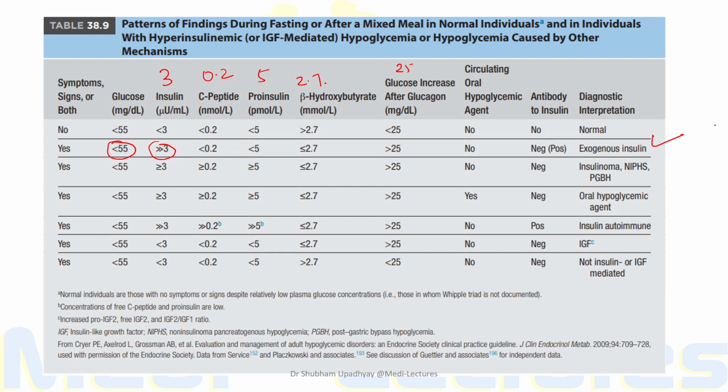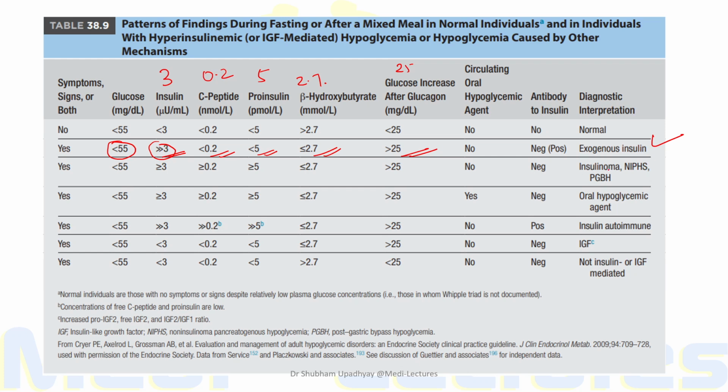If the patient has taken exogenous insulin, insulin levels in the body will be more than 3, but since it is exogenous insulin, the proinsulin and C-peptide levels will be low. So C-peptide will be low, proinsulin will be low. The insulin will suppress the formation of ketone bodies, so beta hydroxybutyrate will also be low. And after giving glucagon, the glucose levels will rise by 25.